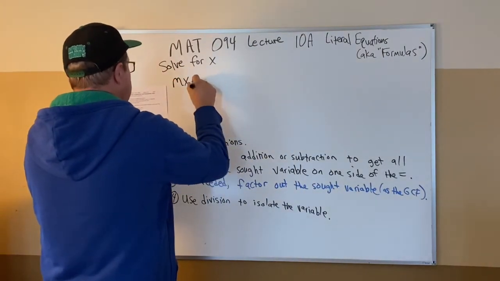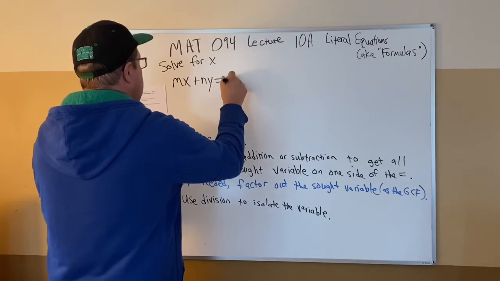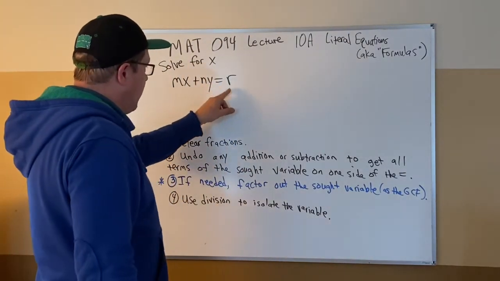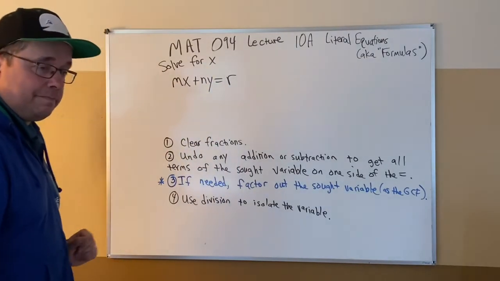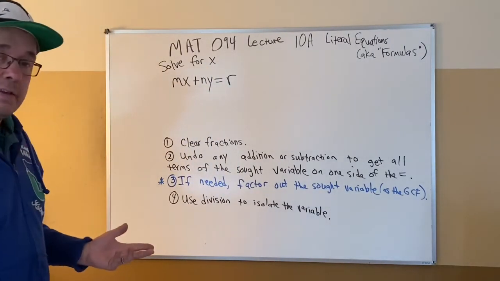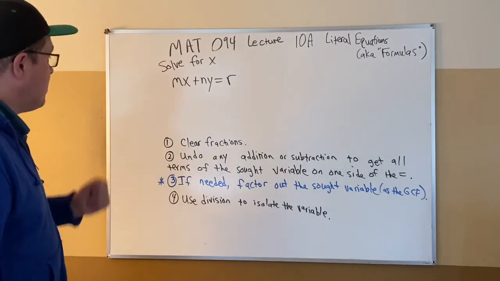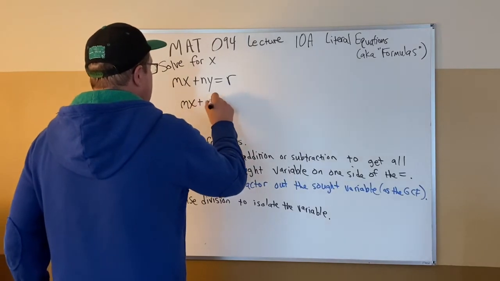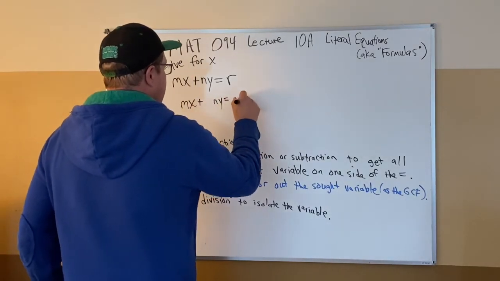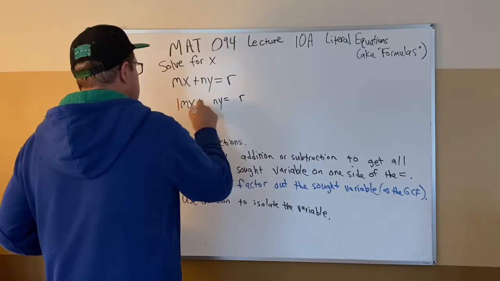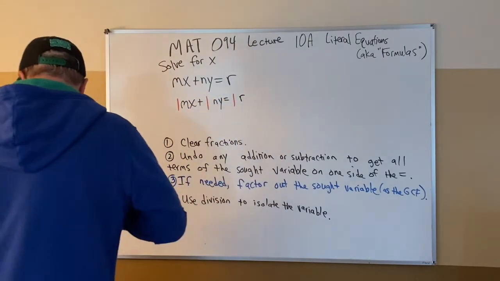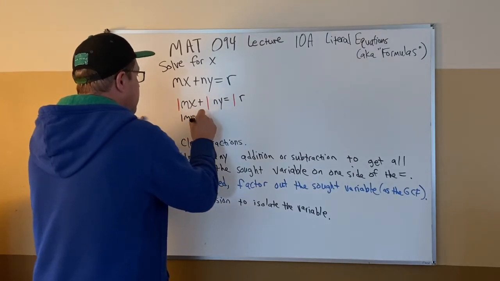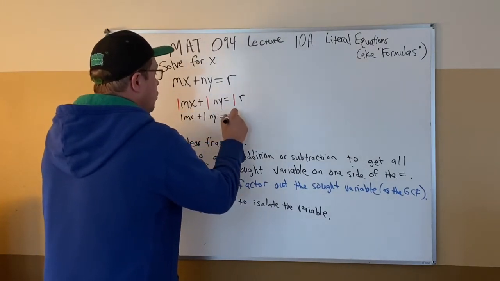mx plus ny equals r. How many letters? 1, 2, 3, 4, 5. That's not a T. 5 letters. There could be many. There are several. Right, here we go. We want to solve this thing for x. So I have mx, plus, ny, equals, and r. I'm going to put my 1's in for each coefficient. So now I have 1mx plus 1ny equals 1r.